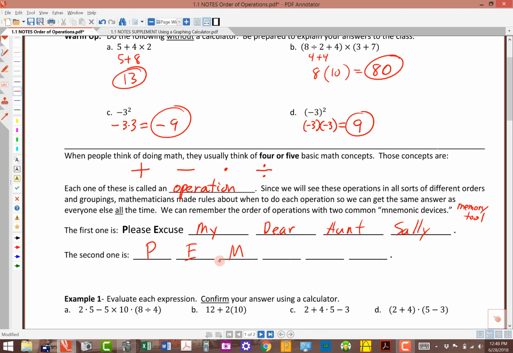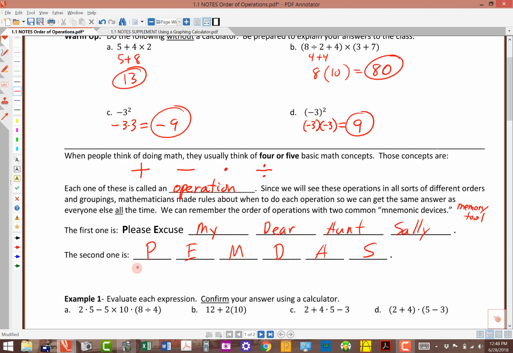So we're going to write some big capital letters right here, PEMDAS. And what these stand for, you'll notice that these letters that spell out PEMDAS, they're the first letters of each one of these words here. So P for please, E for excuse, M for my, D for dear, and so forth.